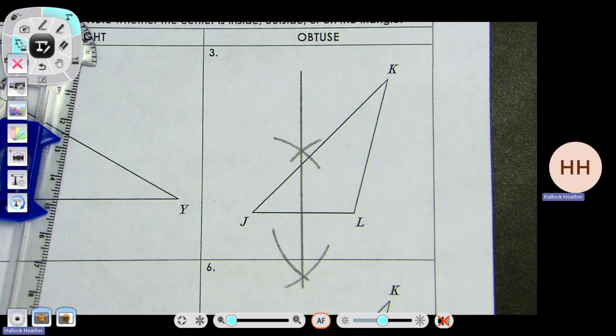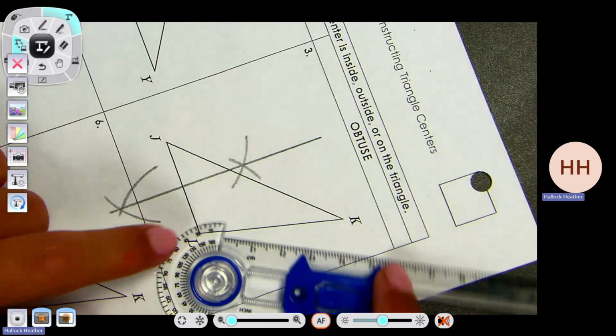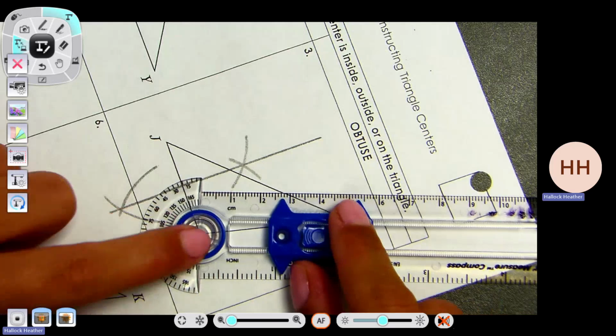You're okay, just open more than half the distance. You do not keep it the same, because it's not the same side of the triangle. Okay, LK is longer. So you have to open it more than half the distance of whatever line you're using.